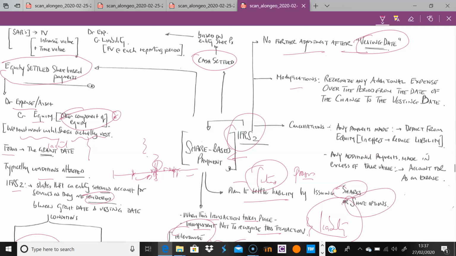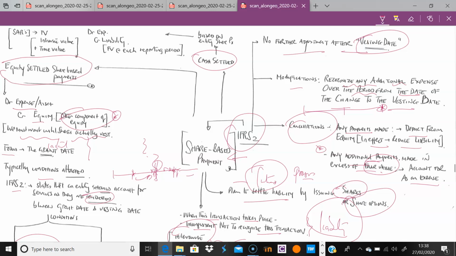But in terms of modifications, just like any provision, if during the remaining period there are any additional expenses over the period from the date of the change to the vesting date, we need to spread out that adjustment over the remaining period up to the day of vesting. So in a way, it's like adjusting a provision. And of course, any cancellations or any payments made in effect reduce the liability, right? In effect, we're reducing the liability, and any additional payments made in excess of the fair value, we would account as an expense. So those are the issues there.